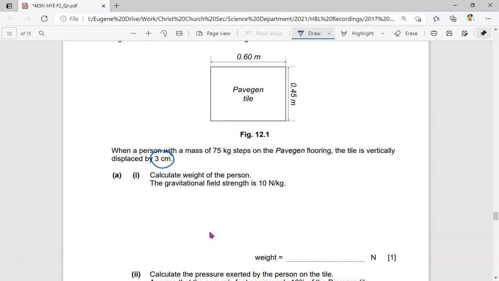First thing, let's calculate the weight of the person. I think this is not too difficult. W equals mg. The mass is 75. g is 10 as indicated here, so the weight is 750.